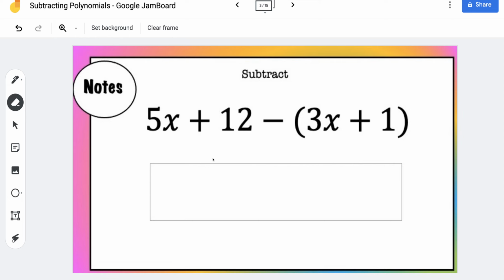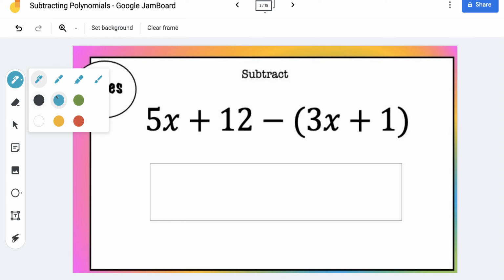Hey everybody, in this problem we're going to subtract 3x plus 1 from 5x plus 12. So let's first identify the like terms. So come over here and grab a color. I'm going to go green. Okay. And I'm going to first underline 5x.